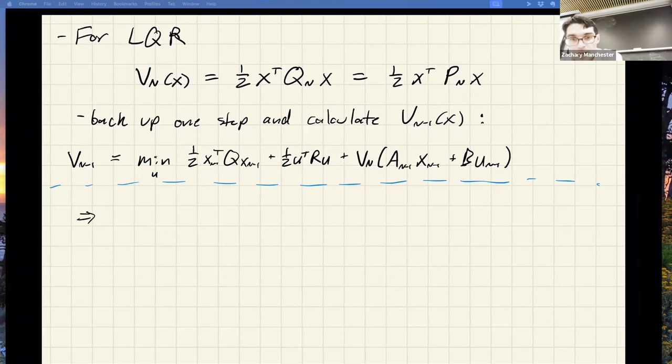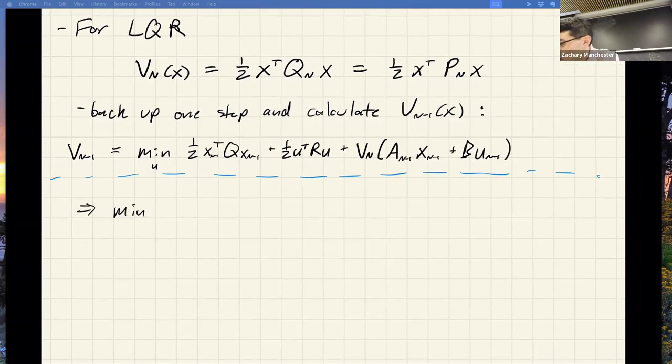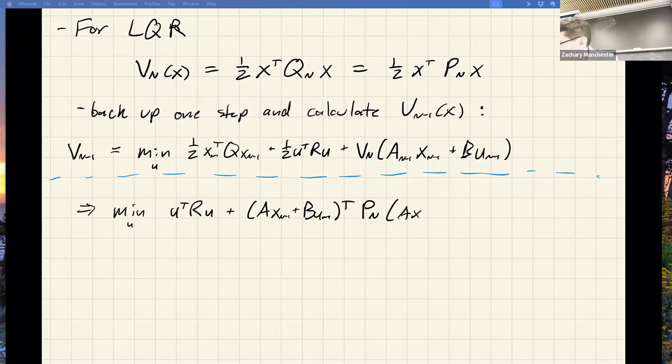Next step is I'm going to plug in the definition of V n here. So this is over u. The x term does nothing because I'm minimizing over u. That x term drops out; when I take the gradient, it doesn't show up. So we're going to drop that term real quick. It'll come back in a second. For this part, it doesn't matter. So I've got this term, and then I'm going to expand that cost to go term with the dynamics. So I've got Ax plus Bu transpose P n times Ax plus Bu. Cool. So take the gradient of this and set it equal to zero.